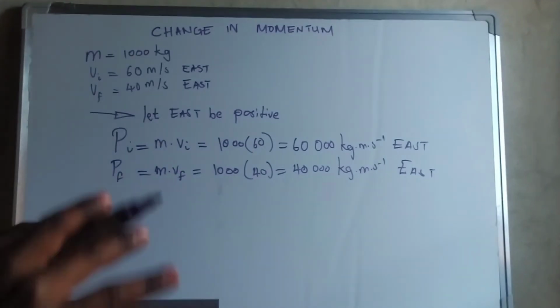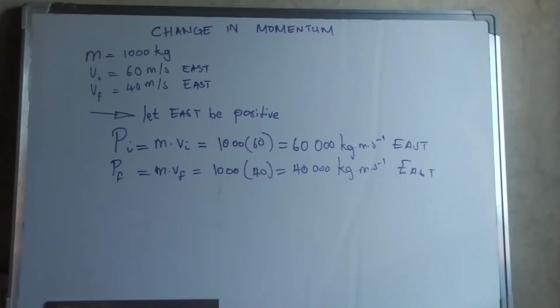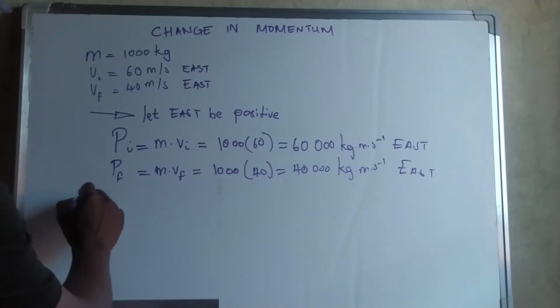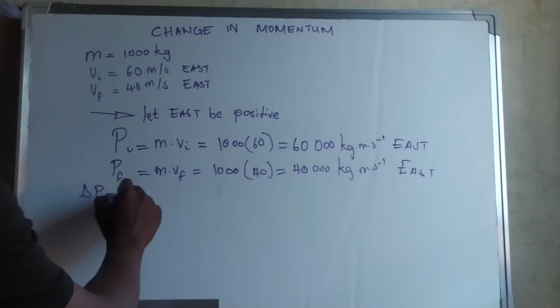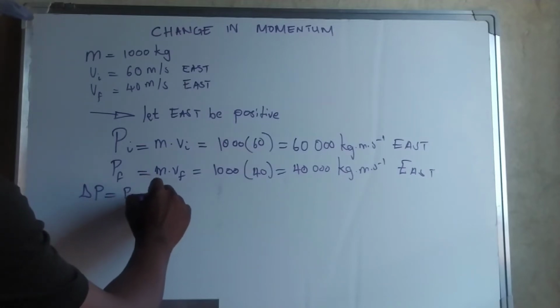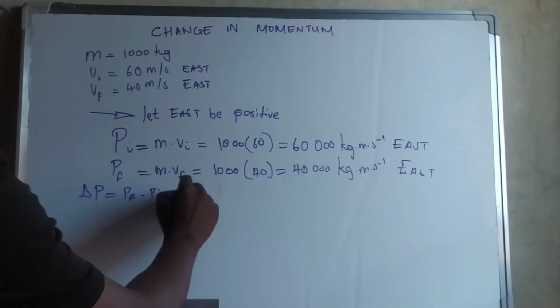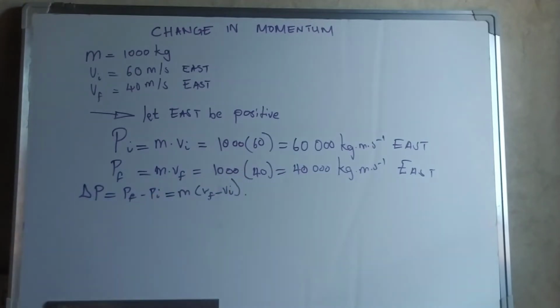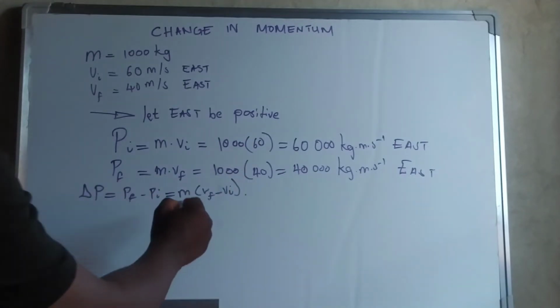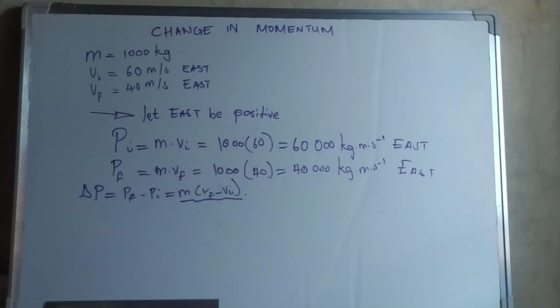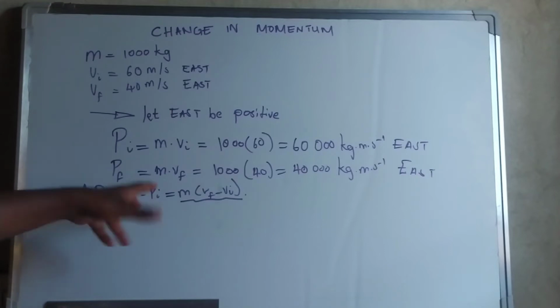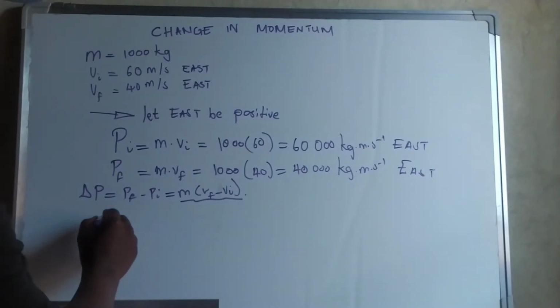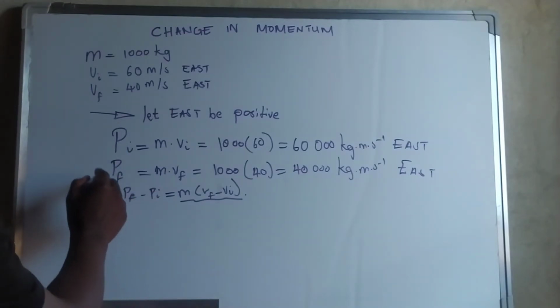So this is how easy you calculate the initial momentum and the final momentum. And then for the change in momentum, Δp is equal to pf minus pi, which you can say is equal to m(vf minus vi). Okay, so it's possible to use this equation to calculate, but since we've already calculated this and this, we can just use this, right?